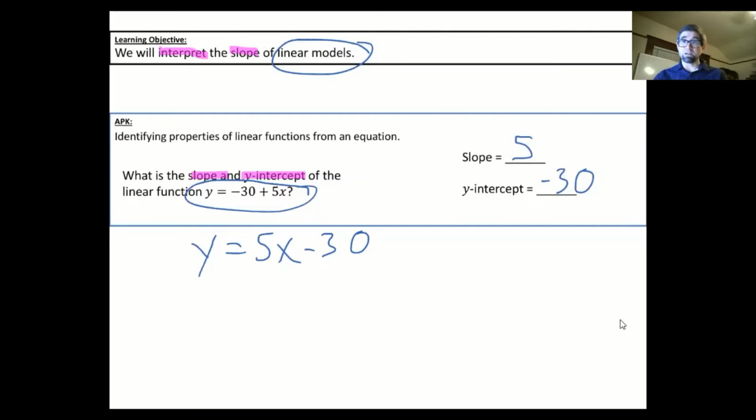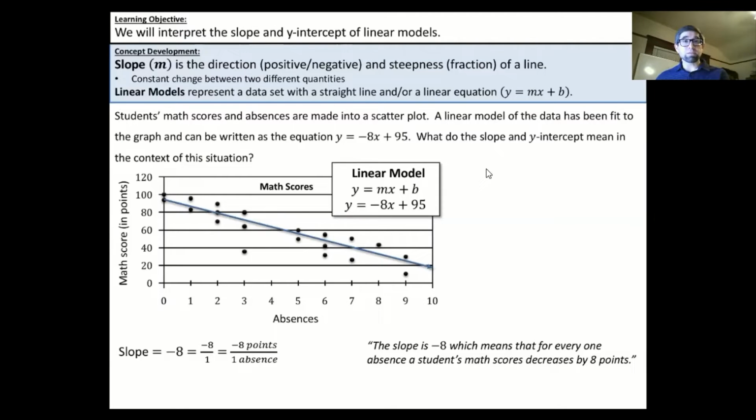All right, let's check out the concept. To begin with, the definition is the word slope here. It begins with slope m. M is the variable we use to represent slope in our equations. So slope is the direction, positive or negative, and the steepness fraction of a line.